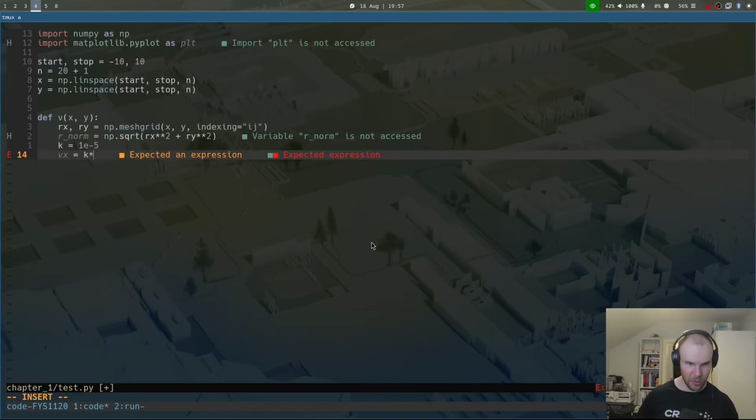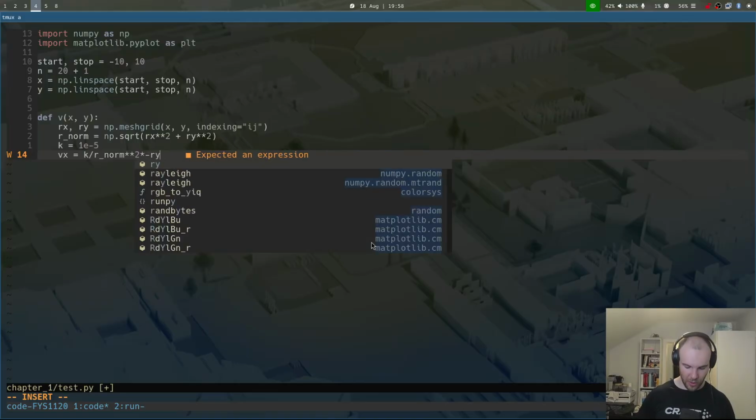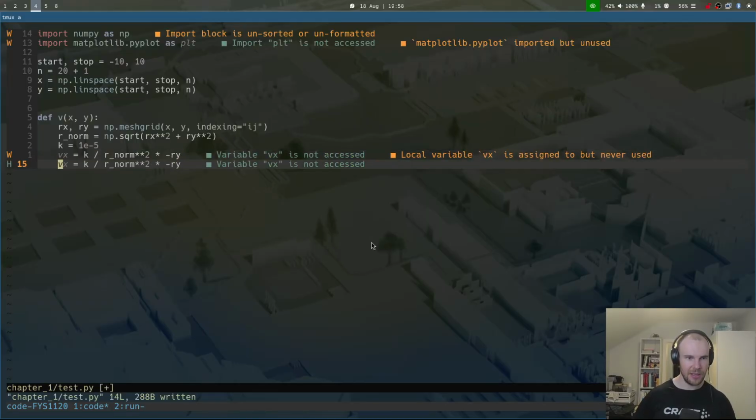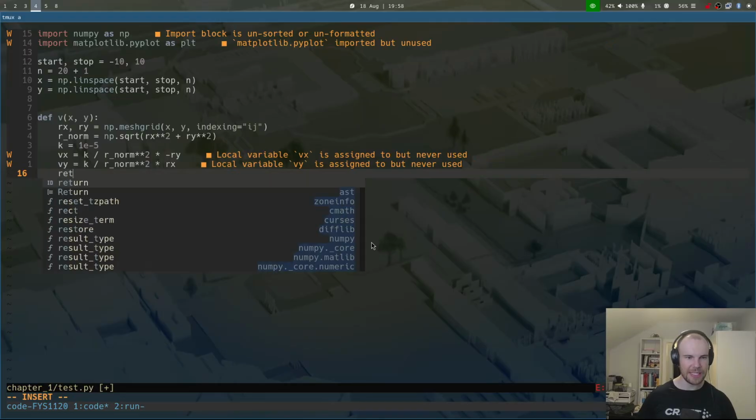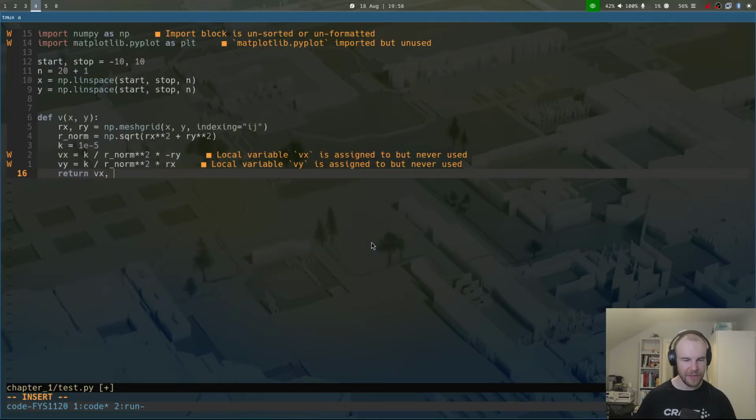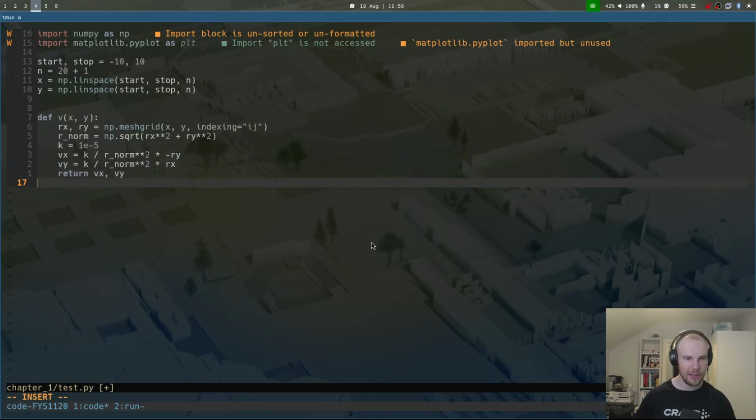I need that norm. Okay, just do the norm first. So k divided by r norm squared, and then we can multiply. I just need the r direction. Of course, the x direction is going to be minus ry. That's it. And then we can do the opposite. Then I have rx. Yes, this works. Then I have vx, vy, like that.